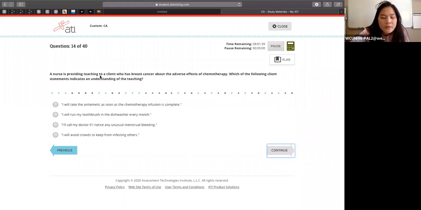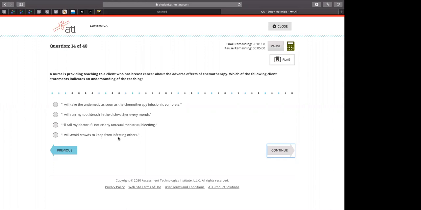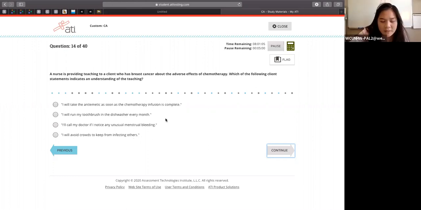A nurse is providing teaching to a client who has breast cancer about the adverse effects of chemotherapy. Which of the following client statements indicates an understanding of this teaching? I will take antiemetic as soon as the chemotherapy infusion is complete. No. I will run my toothbrush in the dishwasher every month. No. I will call my doctor if I notice any unusual menstrual bleeding. I will avoid crowds to keep from infecting others.